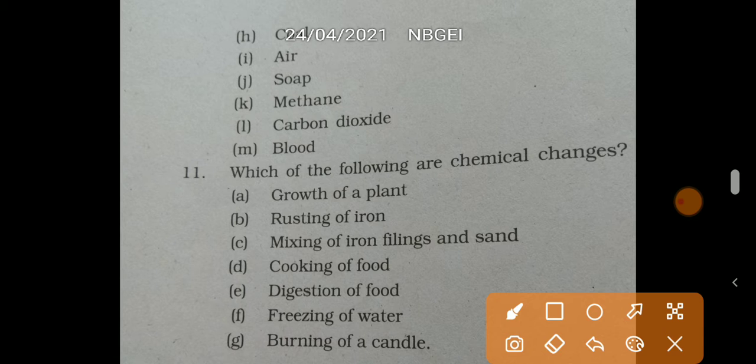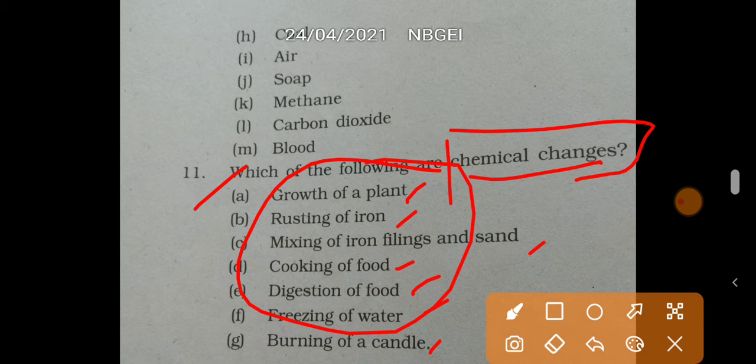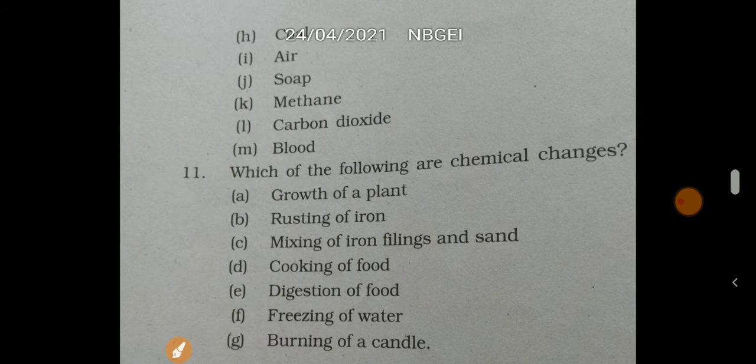And your question number 11, which is the last question: which of the following are chemical changes? So you have to identify the chemical changes as well as physical changes. The examples are: growth of a plant, rusting of iron, mixing of iron filings and sand, cooking of food, digestion of food, freezing of water, and burning of a candle. All the examples given are a mix of chemical changes as well as physical changes, so you have to identify them. So let's discuss the answers.